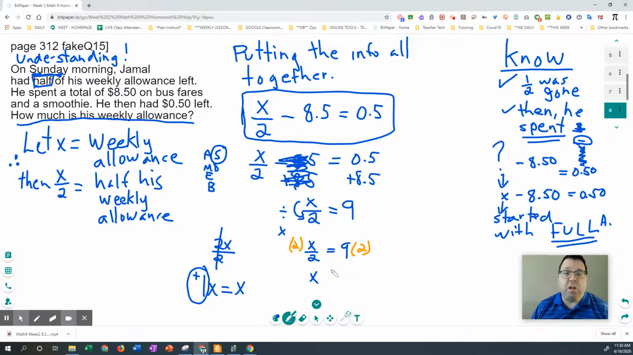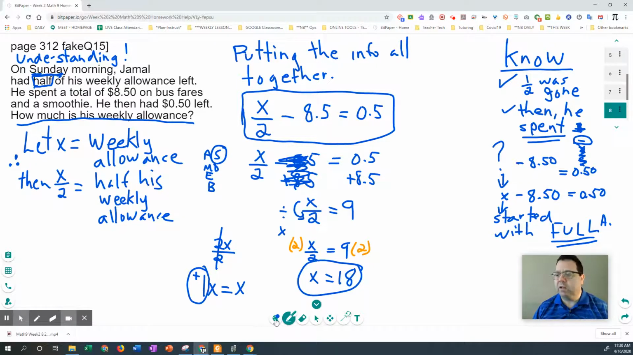And if you write it, I'm not going to mark it wrong. I'm just saying in high school, you're not going to see +1 coefficients written that often. They're always left invisible. It's implied. So 9 times 2 is 18. And so we're saying Jamal's allowance was $18.